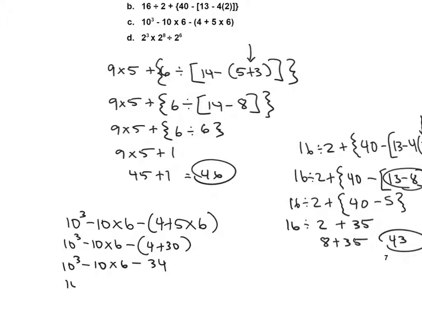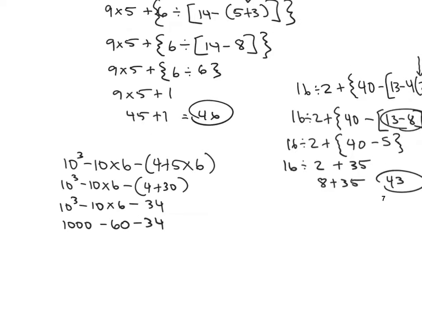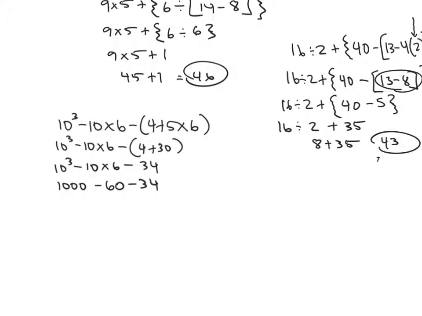And then this is going to be 1,000. 10 to the third is 1,000 minus, next would be the 10 times 6, which would be 60. And so now 1,000 minus 60 would be 940. Take away 34, which would be 906.